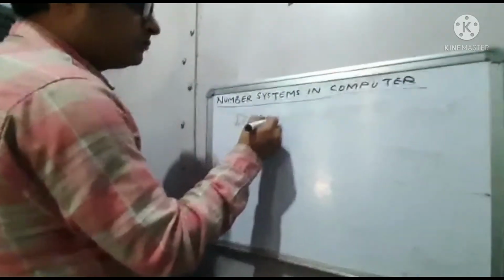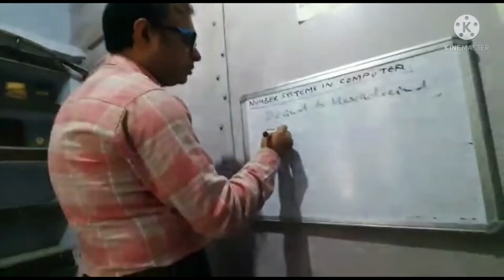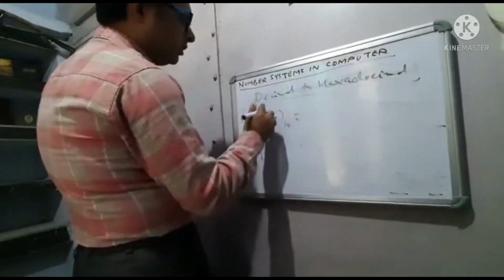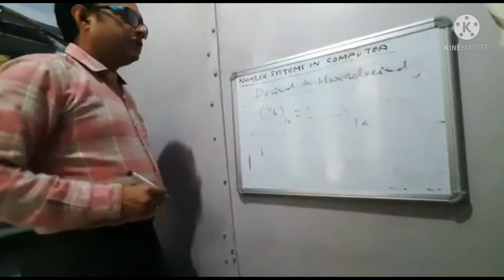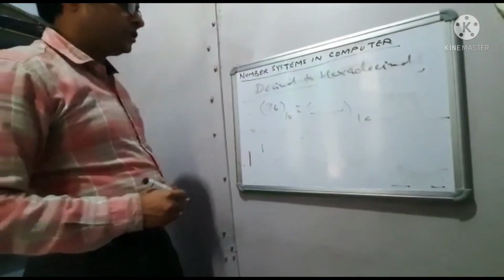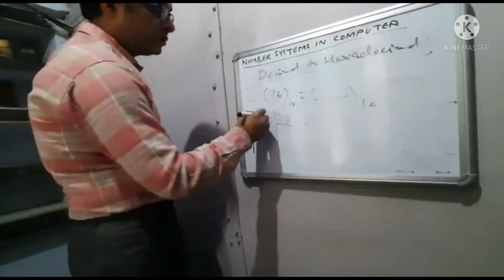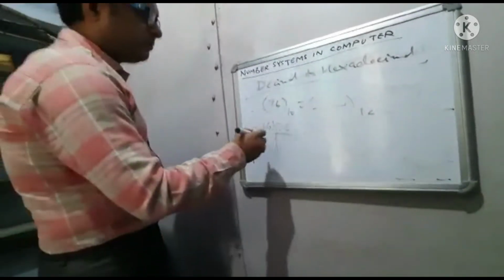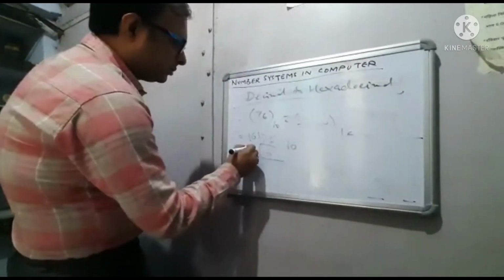Now understand the conversion from decimal to hexadecimal. Suppose the number we have is 76, and we want to convert it to the hexadecimal system. Let us understand this also. The process is again similar to the binary system. We divide it by 16. 16 times 4 is 64, remainder is 12, and then again 4.